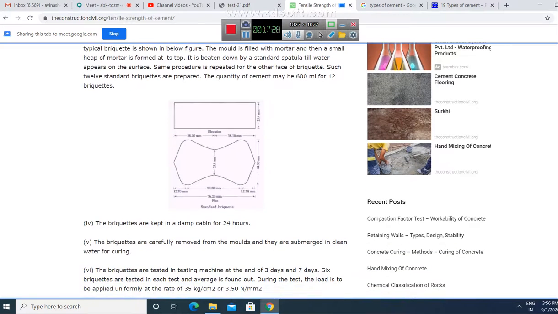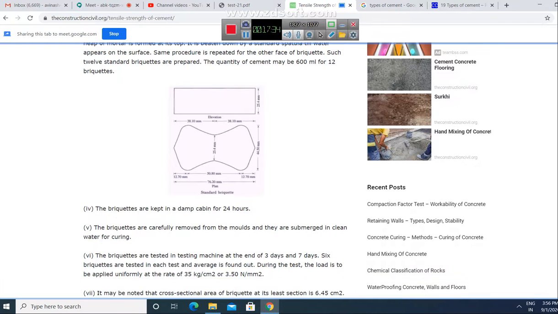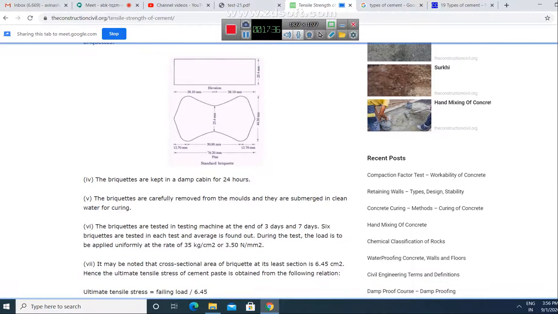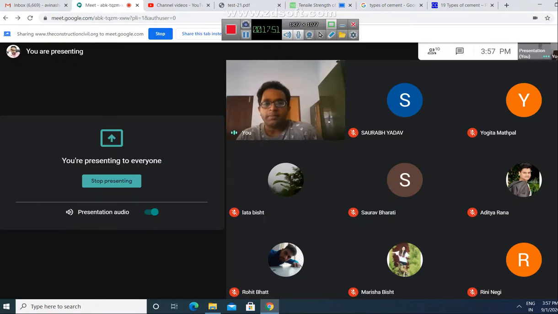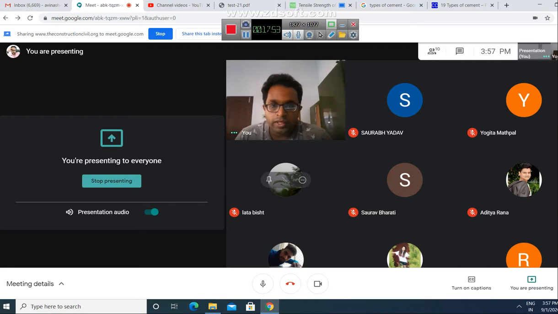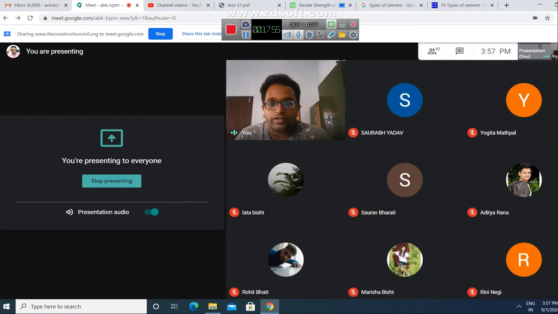After the briquette is removed from the mold, you will be submerging the briquette in clean water for curing. Once the briquette has been given sufficient curing in clean water for the specified time period, you will be taking the briquette to the testing machine and testing it for tension, for 3 to 7 days.